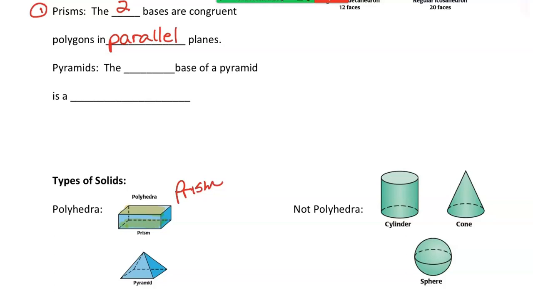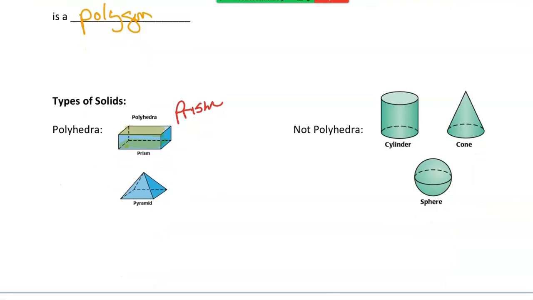So prisms are parallel. Pyramids, you have simply one base. I have one base of a pyramid, and that's a polygon. So a pyramid is a polygon with just one base, and here's an example of a pyramid. Okay, let's highlight this a little bit.